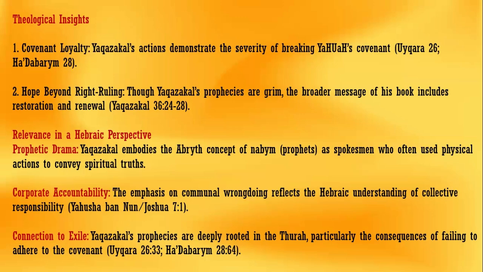But the Yaladim of Yashral committed a trespass regarding that which is under the ban. For Achan, son of Carmi, son of Zabdi, son of Zerach, of the tribe of Yehuda, took of that which is under the ban. For the displeasure of Yahuwah burned against the Yaladim of Yashral.